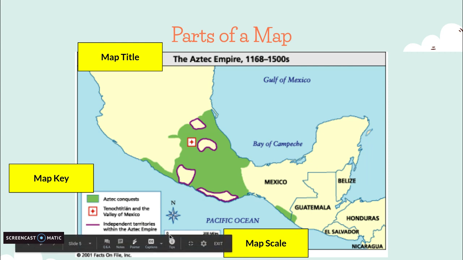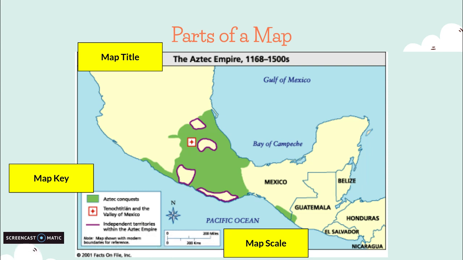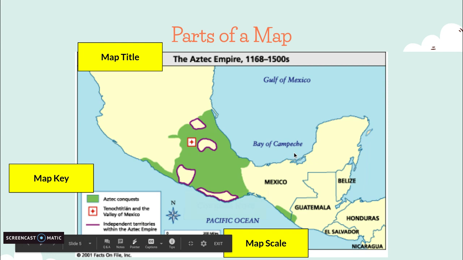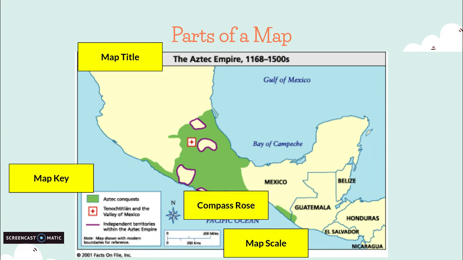So if you measure this distance, and that thing keeps popping up, which is annoying, the toolbar, but if you measure that distance on the map, that would be 200 miles in real life. So about 2 inches on the map is 200 miles in real life. And lastly is your compass rose. It tells you direction on the map. This particular map, the compass rose only shows north. But if you know where north is, then you can find the other directions.